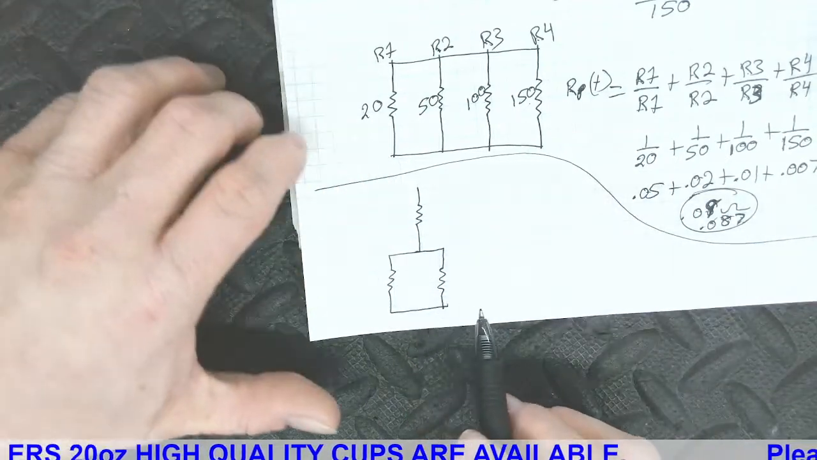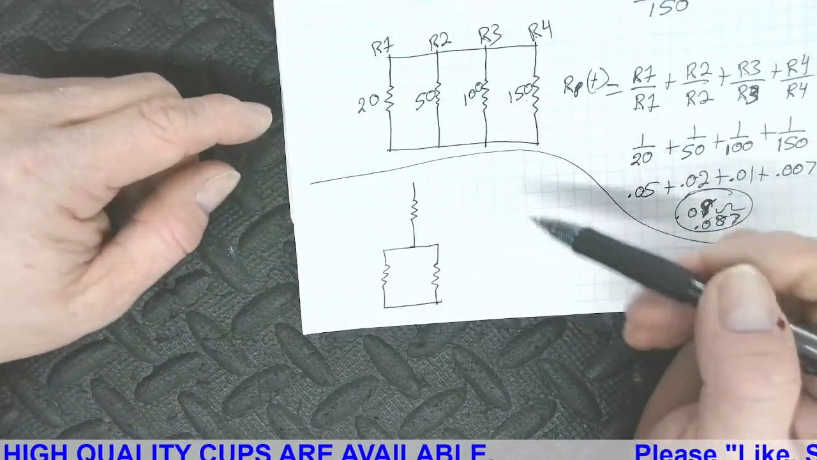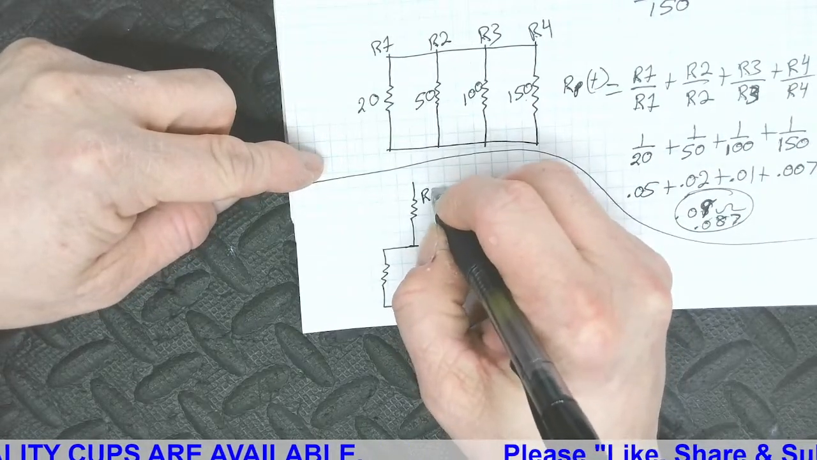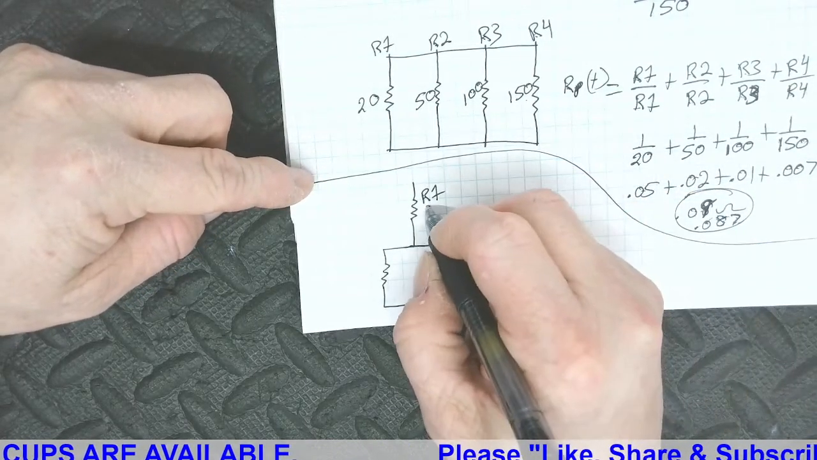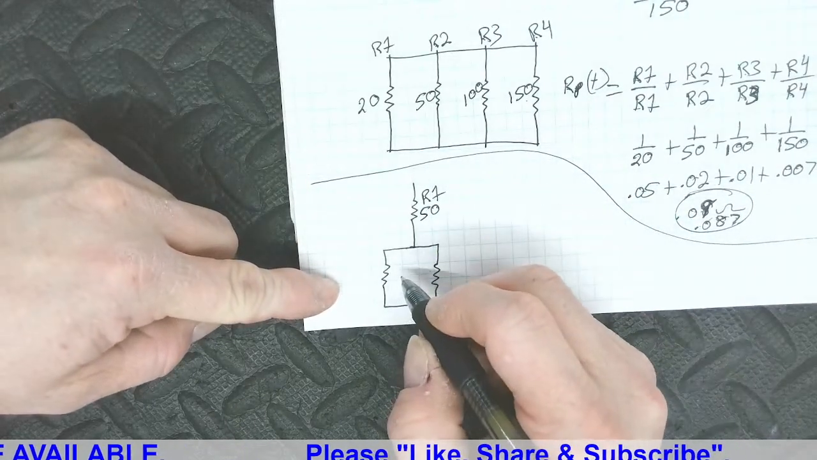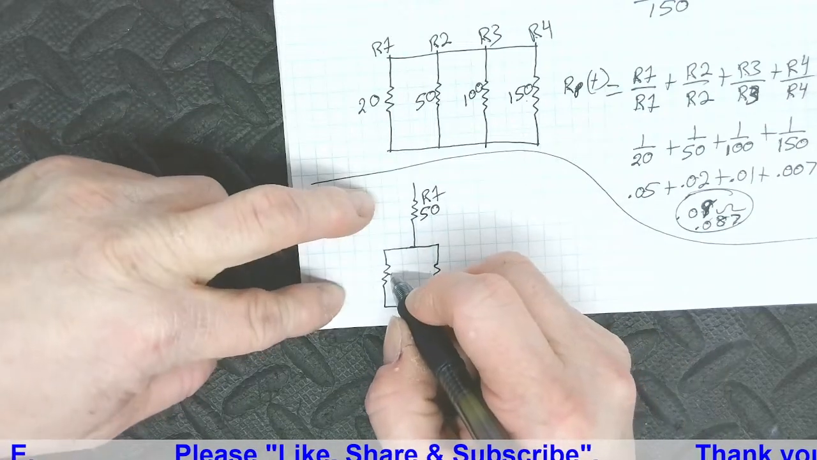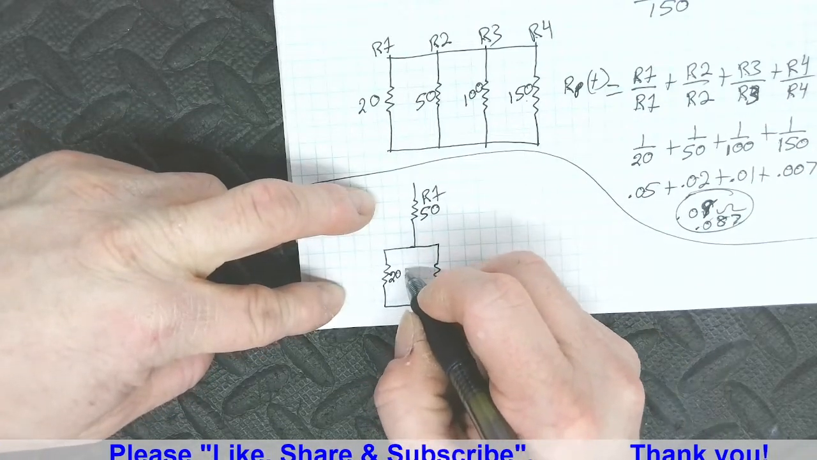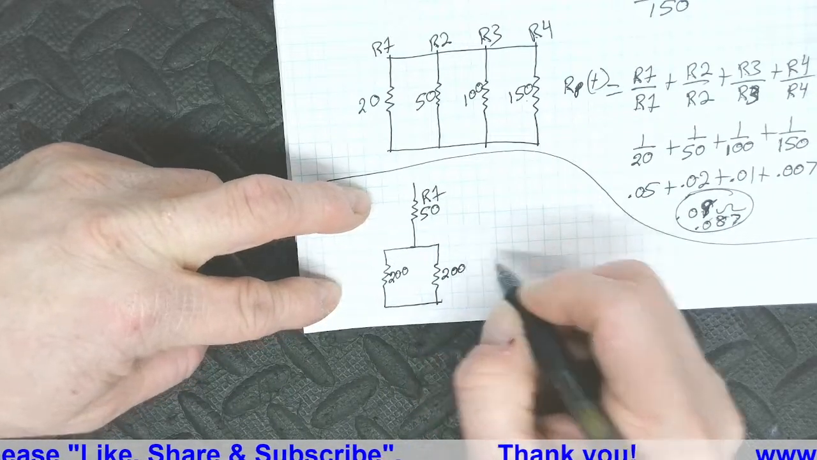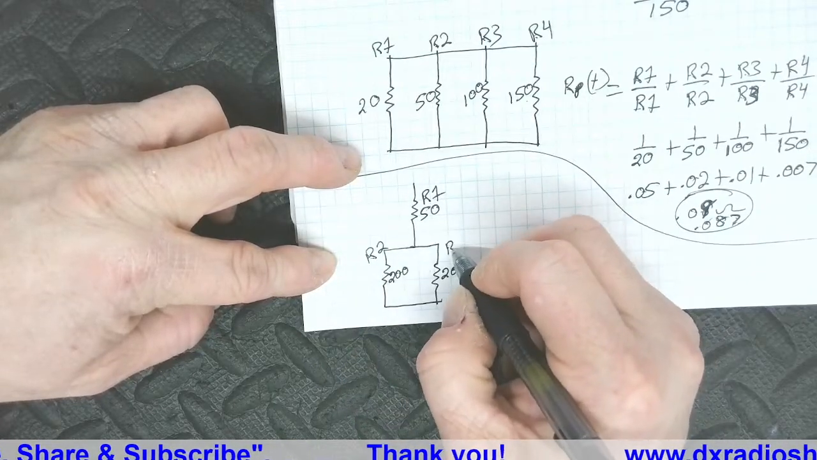Okay, here's your network. What if we had a parallel-to-series network, as a divider? So this is going to be R1. We're going to call that 50 ohms. And we'll call these, let's say, 200 ohms each. So that's R2 and R3.